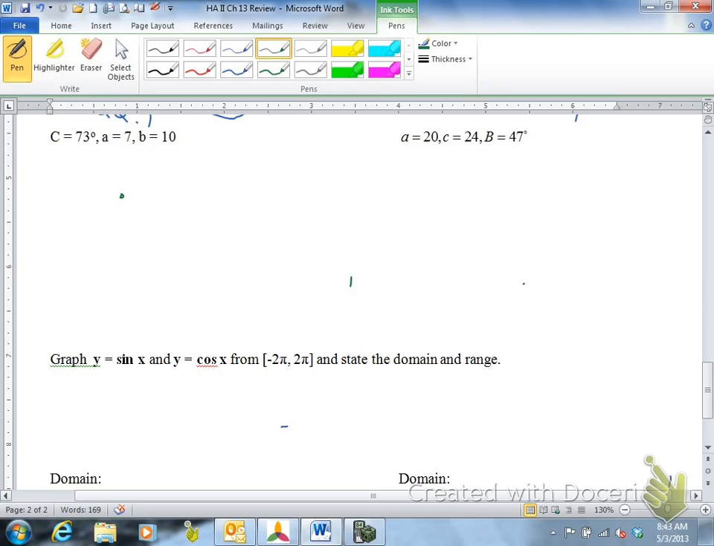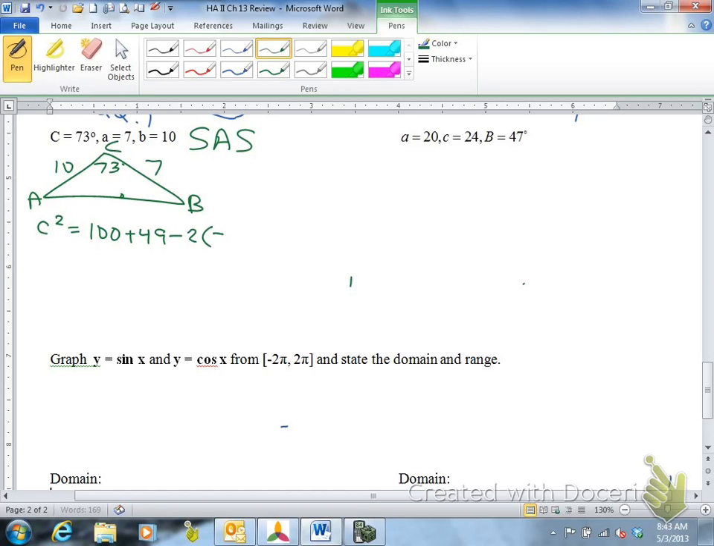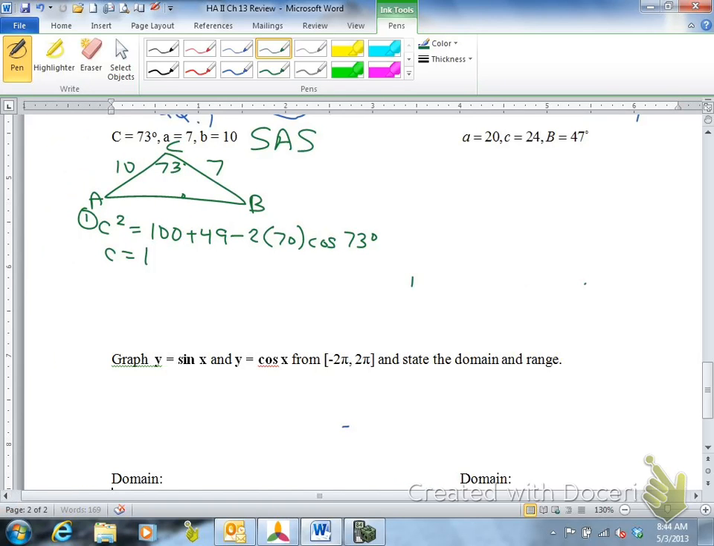And let's see, for this we have A, B, C. So should we use law of sines or cosines? Law of cosines. This is side angle side. You use side angle side for cosines. You could try to use law of sines and you're not going to get anywhere. So how do we set that up? We have c squared is equal to 100 plus 49 minus 2 times 70 cosine 73. So then c would equal what? 10.4.